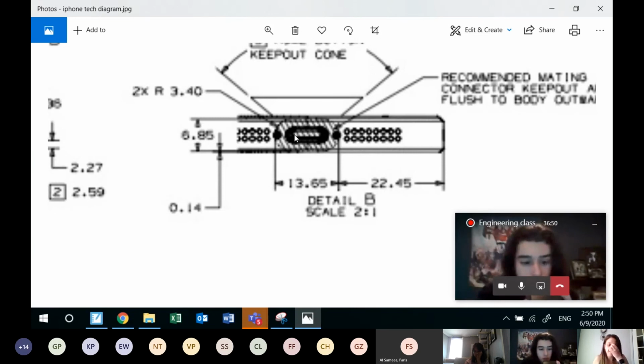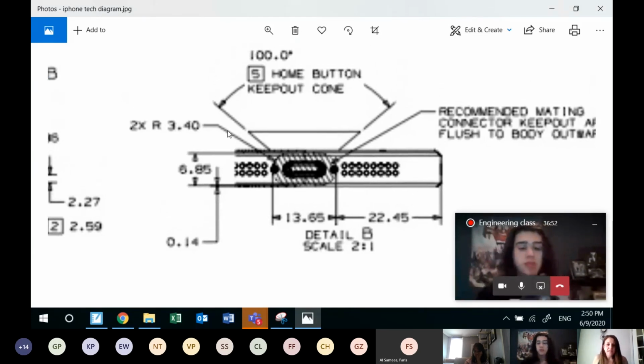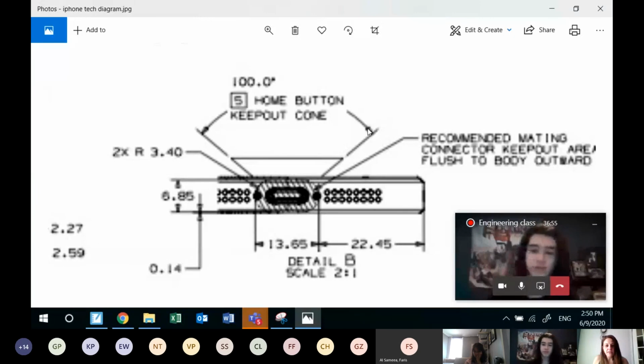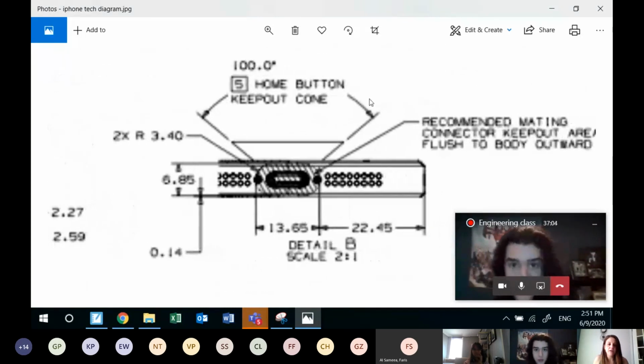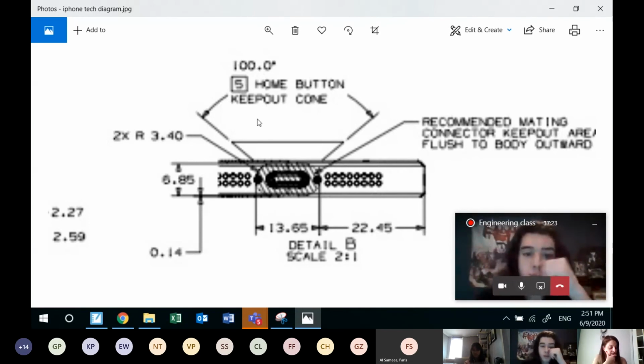Okay. Something else you see right here, those double arrowheads represent what? Let me see your answers on the chat. Those 2 double arrowheads, what does that mean? Anybody? Yes. Degrees of the angle. Yes, so 100 degrees for the home button, which I'm not sure how that makes sense.